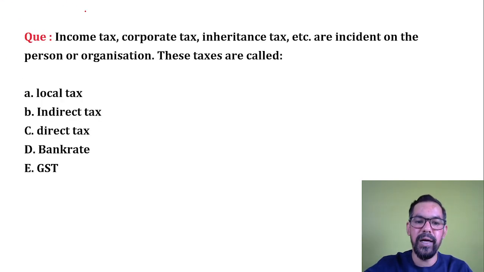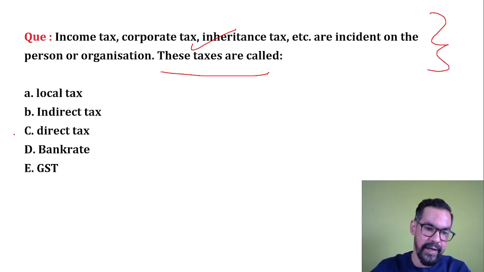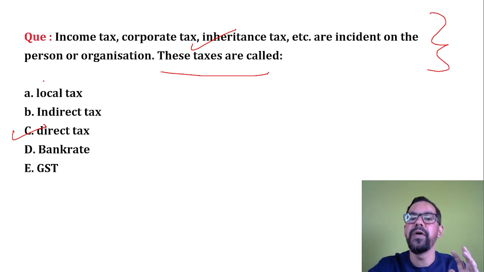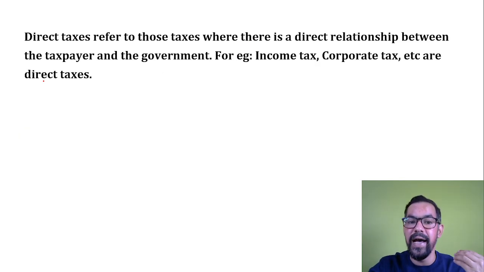Next one, income tax, corporate tax, inheritance tax, etc. are incident on the person or organization. These taxes are called direct taxes. Income tax, corporate tax, and inheritance tax are all part of direct taxes, right? So if you earn something, like let's say you generate 15 lakh during a financial year through your job, you have to pay some taxes. That is generally part of your direct taxes.